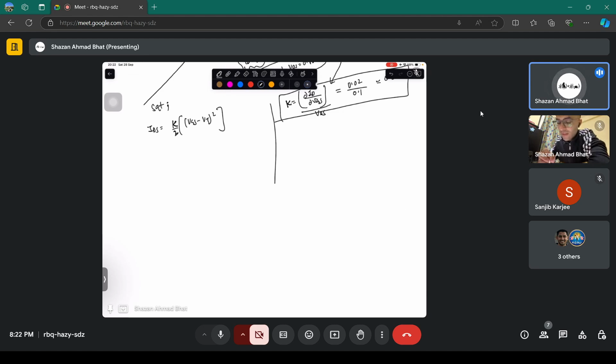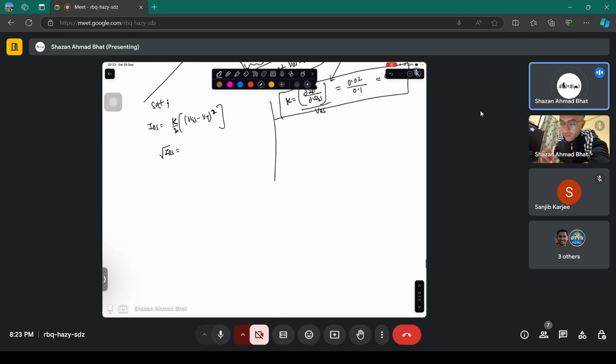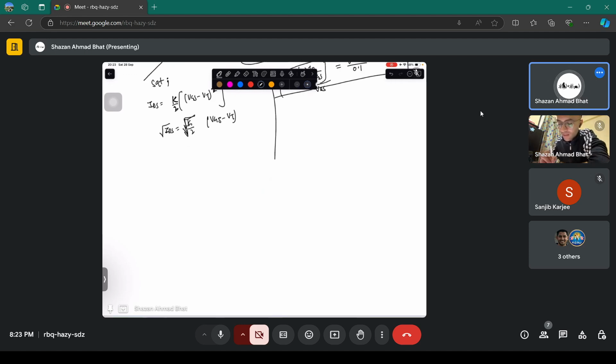Now you have obtained every other thing. But what you have to do is take the square root of both sides. That means this square will go, because you have to compute the square root of ID versus VGS. So the square root of ID will be the square root of K by 2 times VGS minus VT. Now you have to differentiate it, dou root of IDS by dou VGS. You are left with this particular thing, the square root of K by 2.